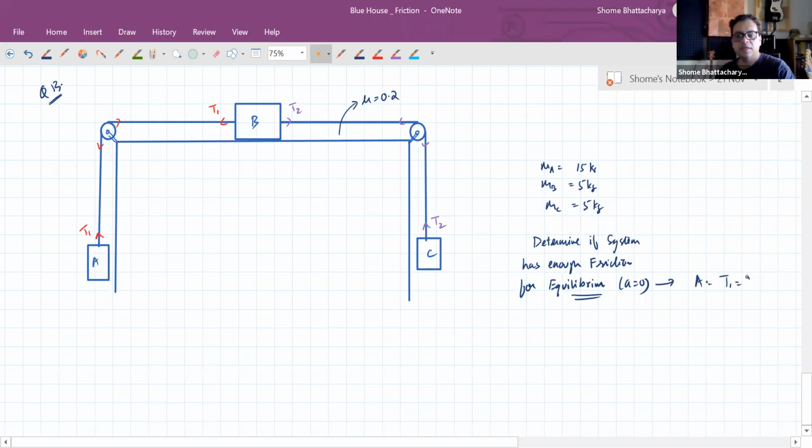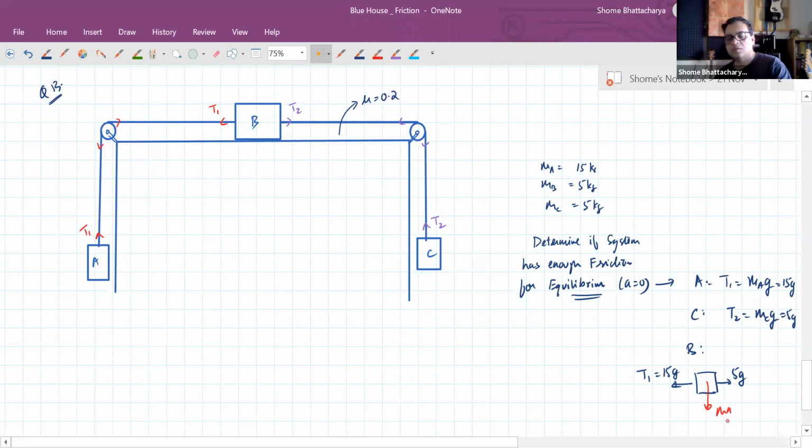see that T1 has to be equal to ma into g. From B's free body diagram you have to see that T2 has to be mb into g. So now you come to C's free body diagram, see that this has to be mc into g. Okay, now you come to B's condition, and you'll understand that this T1 will now become 15g. This will be 5g. Its own weight is 5g. So normal reaction is that much.